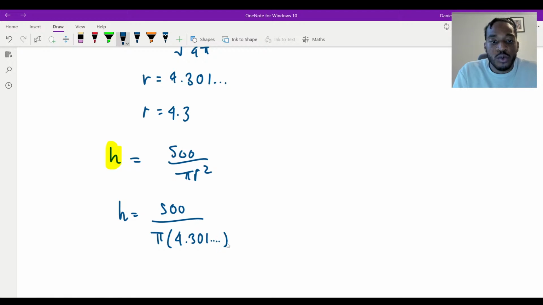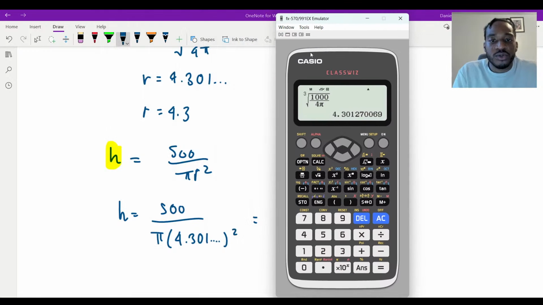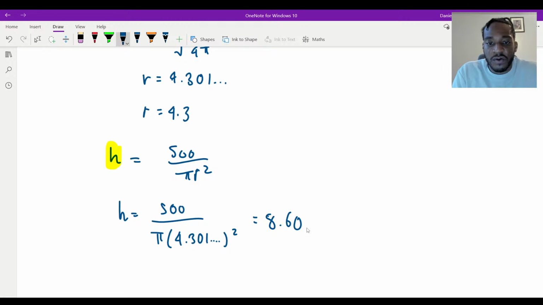What I would do, by the way, is put the actual answer in. I wouldn't round until the very end. So I'm just going to say, well, that's my answer. It's going to be 500 divided by pi, and then the answer squared, and that gives me 8.60 and so on. So the answer is going to be, the radius is going to be 4.3, and the height is going to be 8.6, and that will be it.